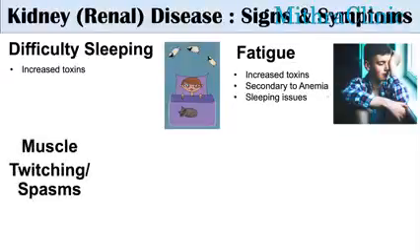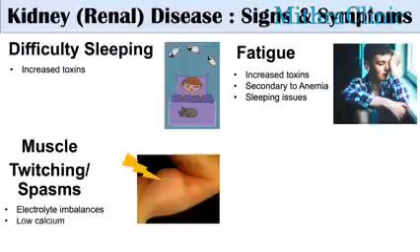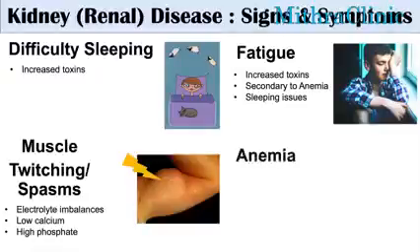The next symptoms that an individual may experience are muscle twitching and spasms. This is often due to electrolyte imbalances. The kidney is very important in balancing a lot of electrolytes in our body. If there's electrolyte imbalances, this can lead to issues with muscle contractions and lead to spontaneous muscle twitching and spasms. Oftentimes we can see low calcium and high phosphate with kidney disease. So these can lead to issues with muscle spasms and twitching. We mentioned this before, but we can also see anemia in kidney disease.